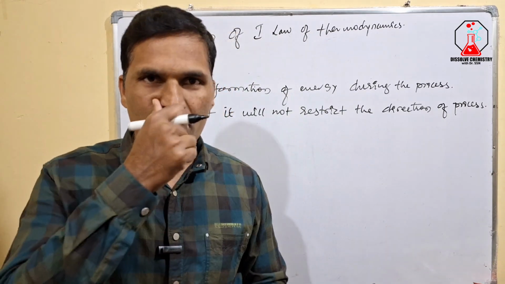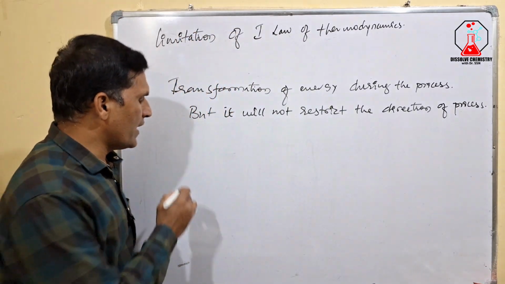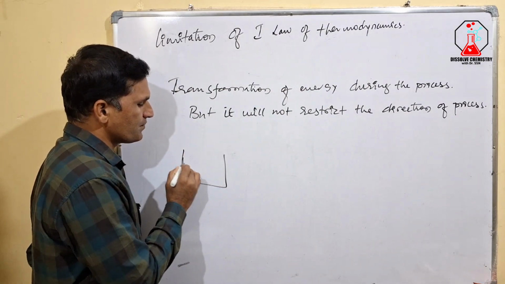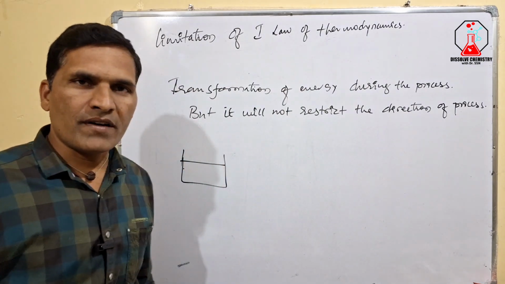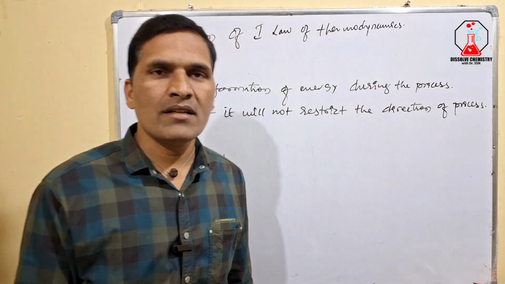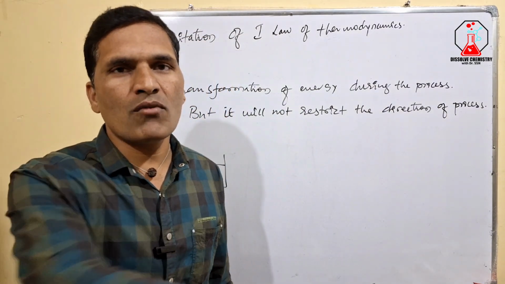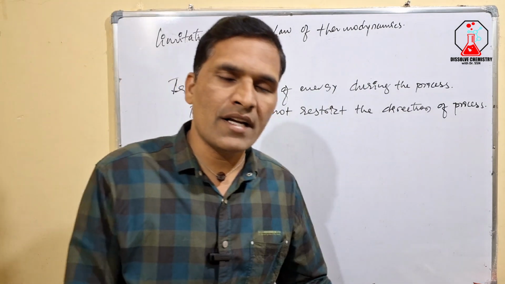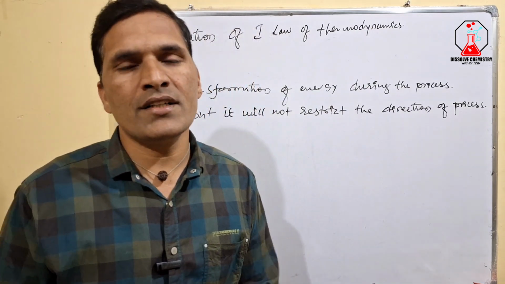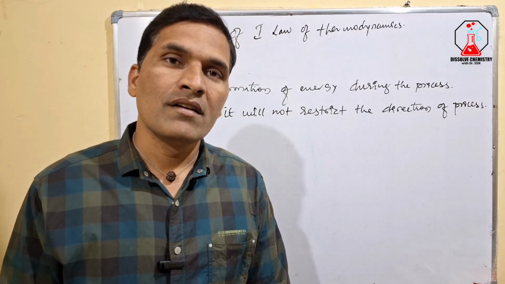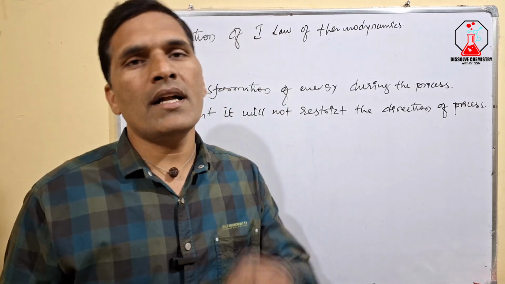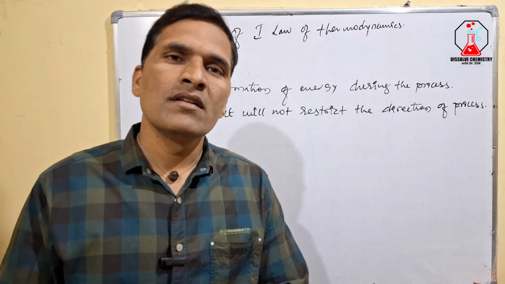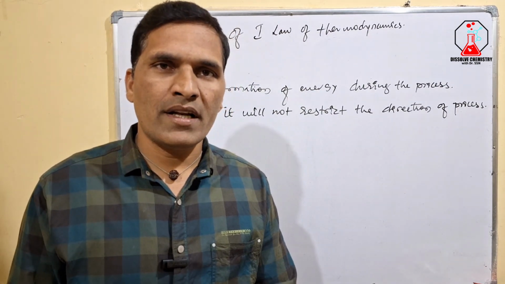Say for example, if I keep ice at room temperature, it melts. But now if you want to convert that water into ice, again I have to take the help of a refrigerator where I have to use electrical energy to convert that into ice. Why does it so happen? That we cannot explain with the first law of thermodynamics.